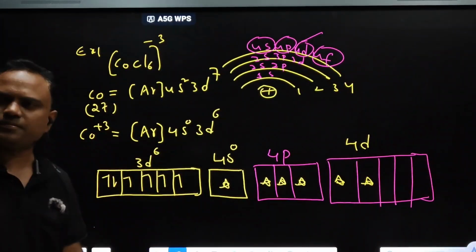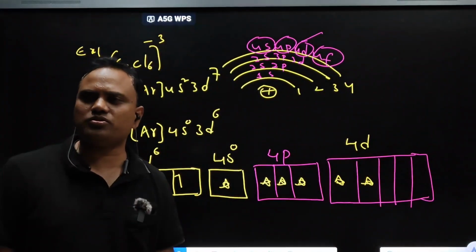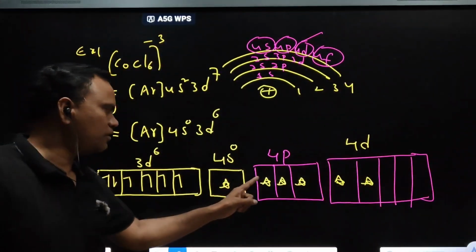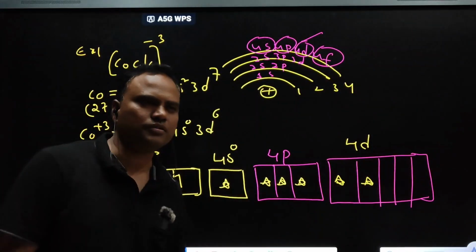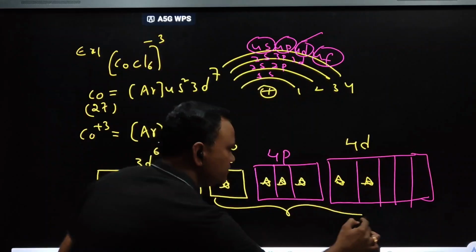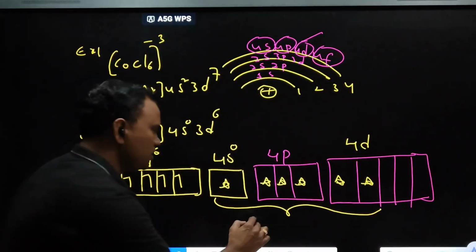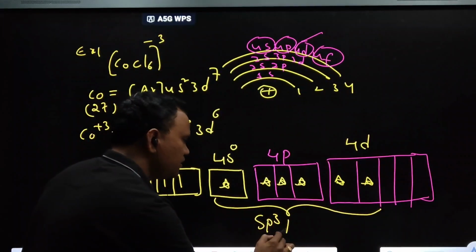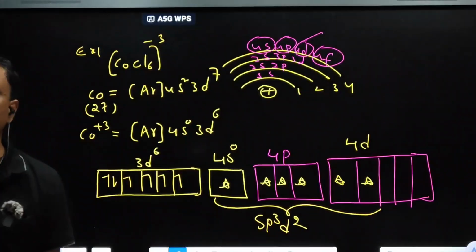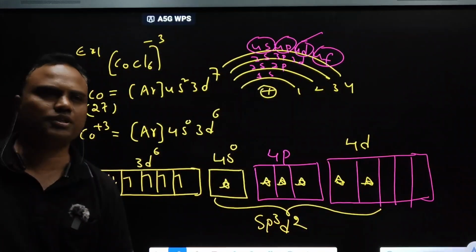Now join all this. How many orbitals do we have to join? 1, 2, 3, 4, 5, 6. Say the hybridization. sp3 d2. sp3 d2 hybridization.